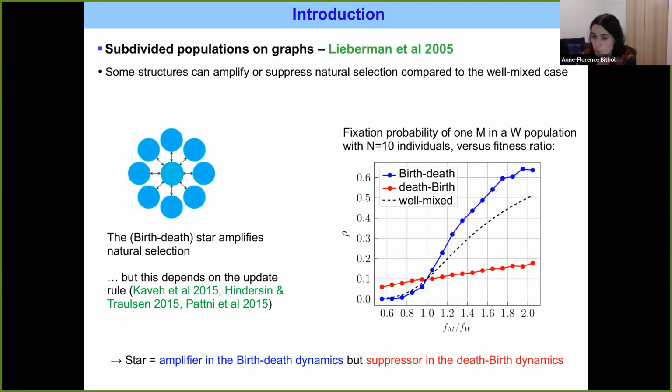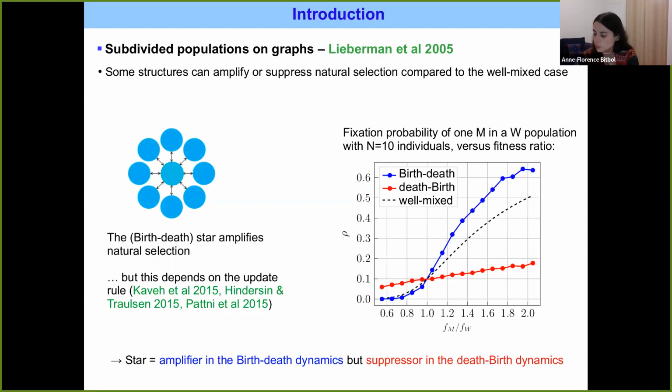However, it's a property that depends crucially on the update rule that is chosen. So far, I told you about the birth-death update rule. But here in red, we also have the case of the death-birth update rule. And as you can see, the conclusion is completely the opposite. You can see that this curve is very flat and that all fitness differences are reduced and damped by this death-birth star. And so this is what is called a suppressor of selection. So we have these interesting results that the star has a big impact on which mutant is going to take over, or at least on the probability that it takes over. However, this depends on a microscopic dynamics choice.